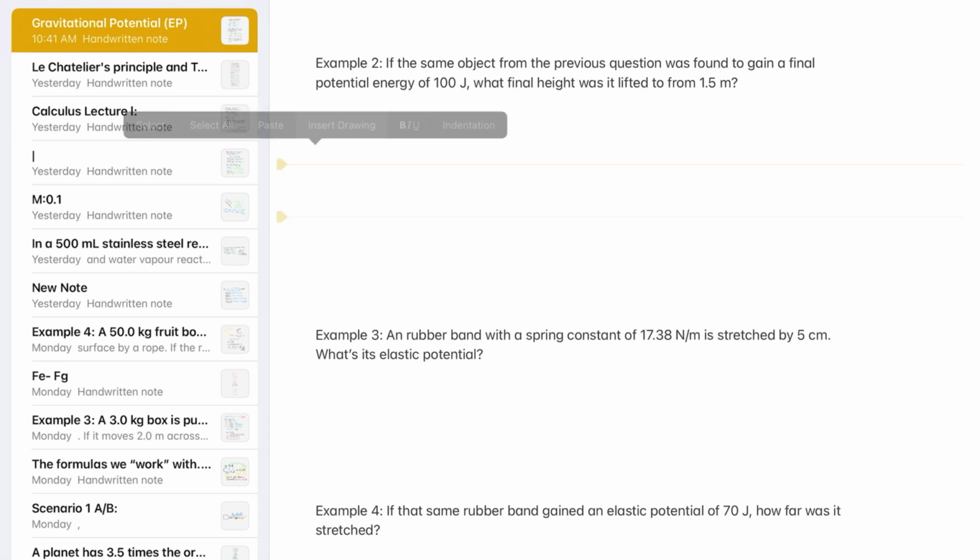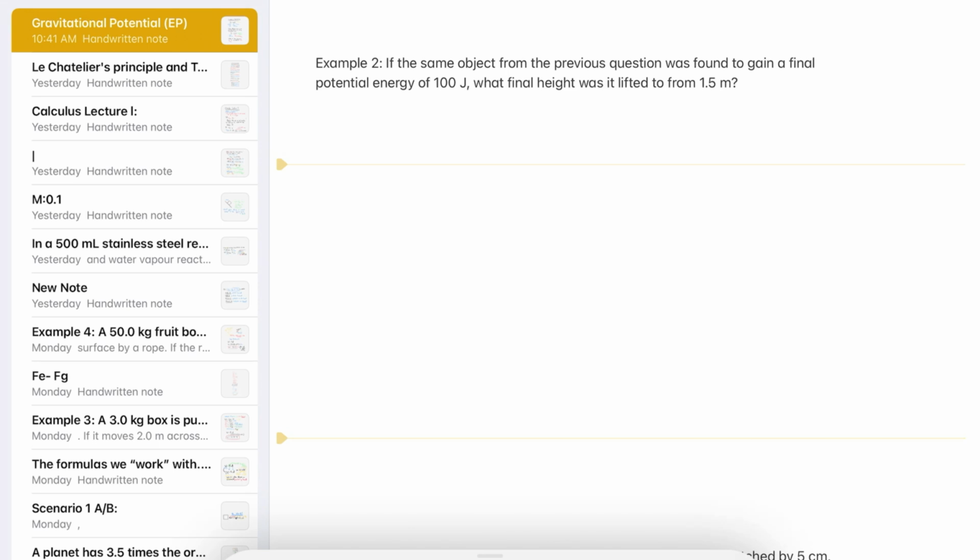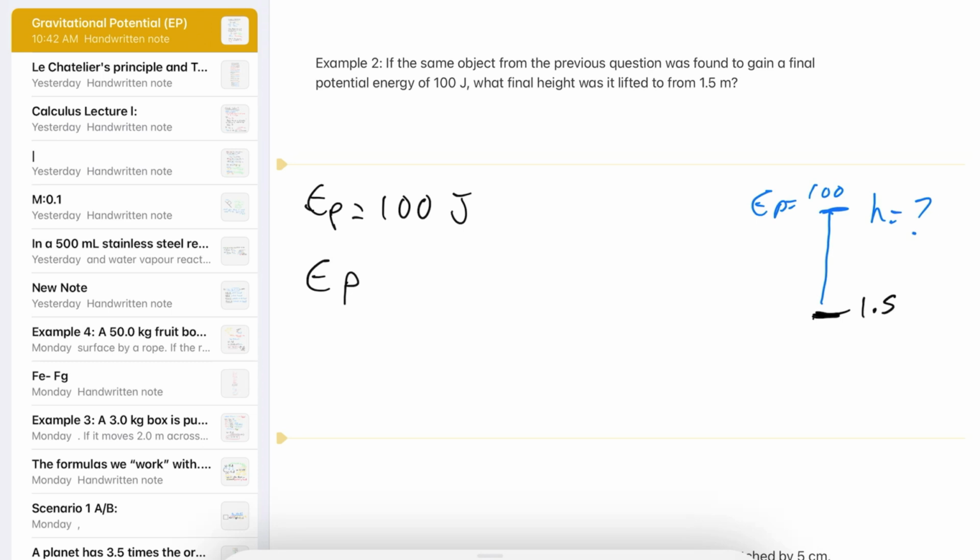So we're going to assume, it says here, if the same object from the previous question, the 5 kilogram object, was found to gain a potential energy of 100 joules. So this time we're given our EP, and it's 100 joules. What final height was it lifted to from 1.5? So here's how it works. Originally, based on the last question, it was already at 1.5, and it got lifted to some height, which we don't know, until the EP was 100. So what we're going to do is work backwards and find out what that height was. We're going to go EP is equal to mg delta h.